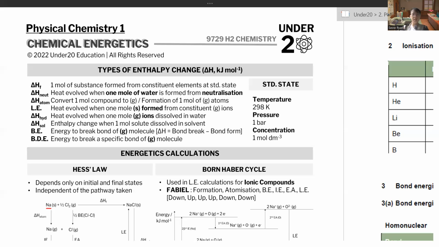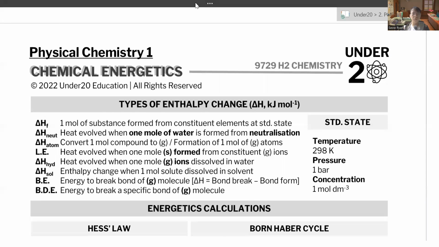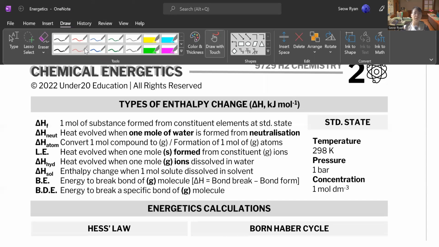Chemical energetics is something that you should be familiar with because it is related to energy changes, which is what you should have learned in O-levels already. So of course, the first thing we'll recap is about enthalpy change, because enthalpy change is what you already know. There are two main types of enthalpy change that you should be familiar with. The first is exothermic change.